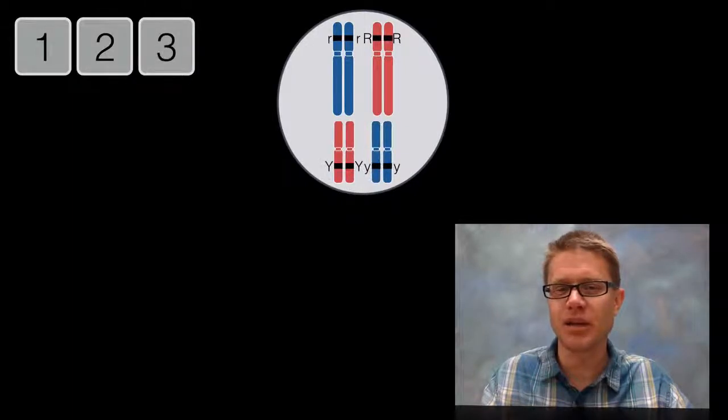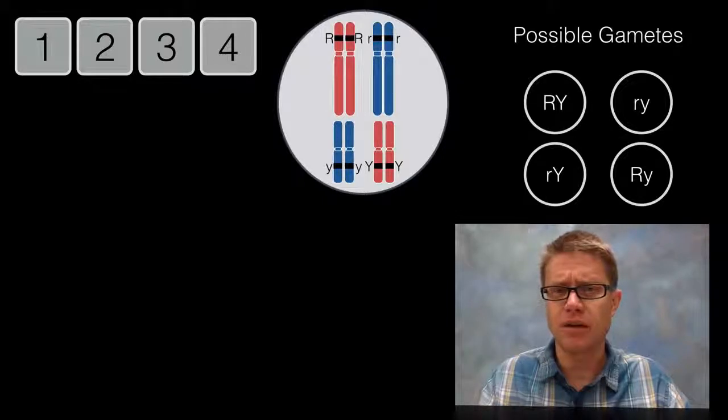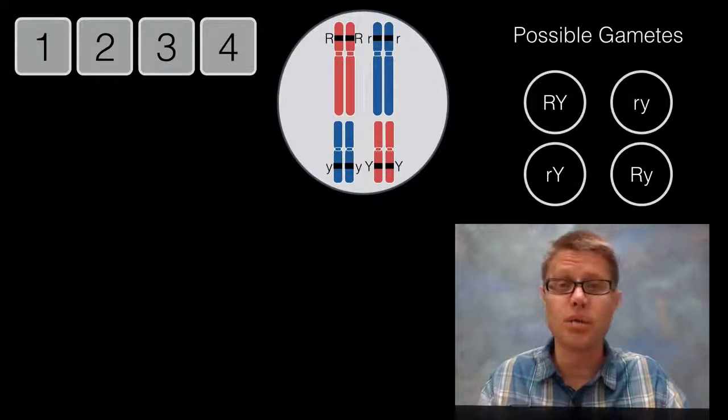But let's say it lines up like that. Now what do we have? You can visualize now we've got a wrinkled with a yellow, and we're also getting a round with a green. And so how many gamete possibilities do we have here? 4 possibilities. This again, 3 and 4 are going to be the exact same thing. And so now there are 4 possible gametes.